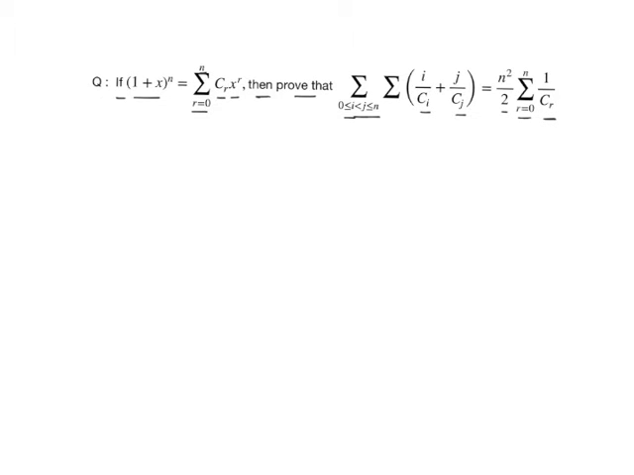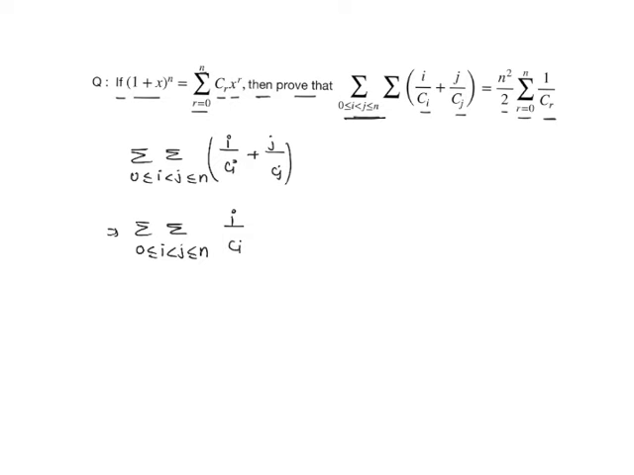Now to solve this one, we'll take the left hand side. Left hand side is what? Sigma sigma 0 ≤ i < j ≤ n, i divided by nCi plus j divided by nCj. So here we'll do this one separately: sigma sigma 0 ≤ i < j ≤ n, i divided by nCi, plus sigma sigma 0 ≤ i < j ≤ n, j divided by nCj.